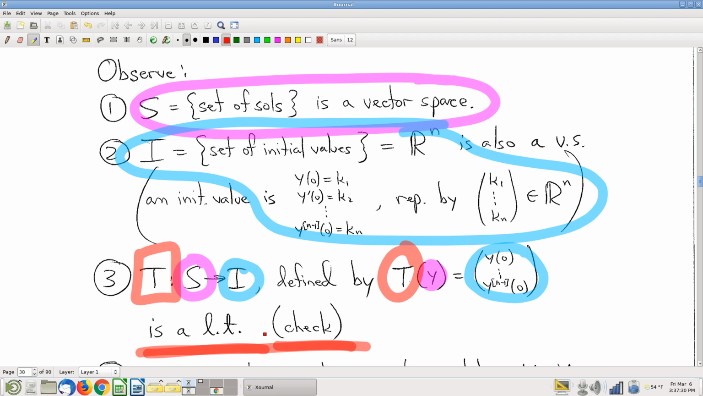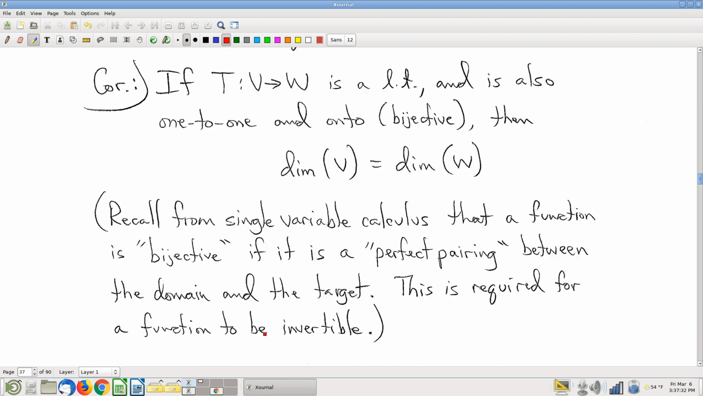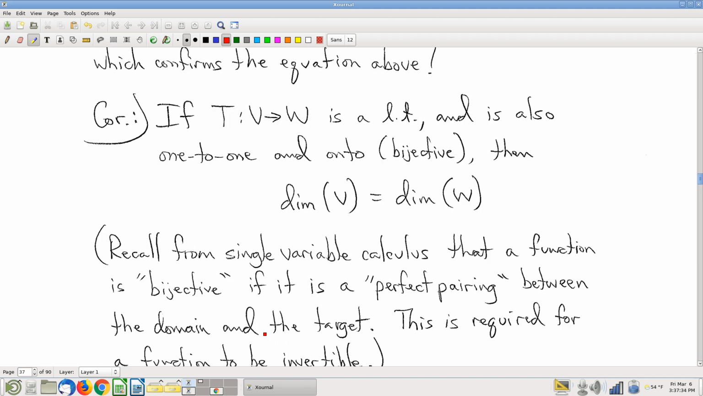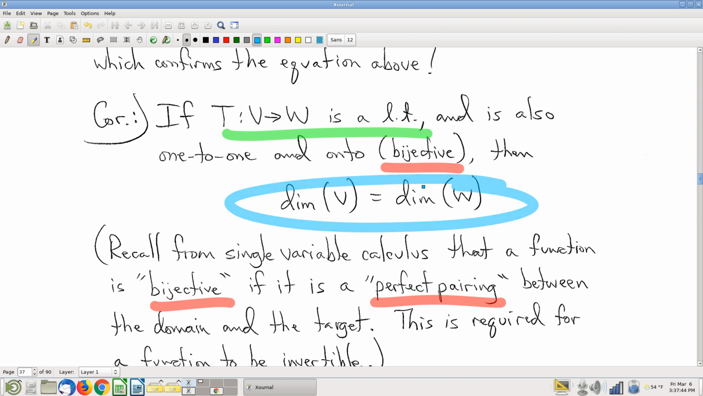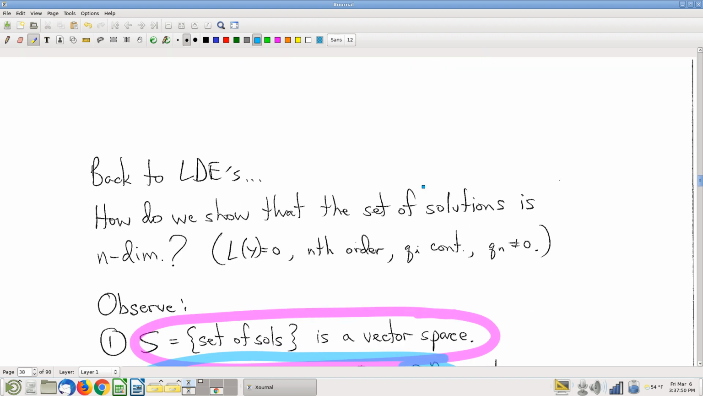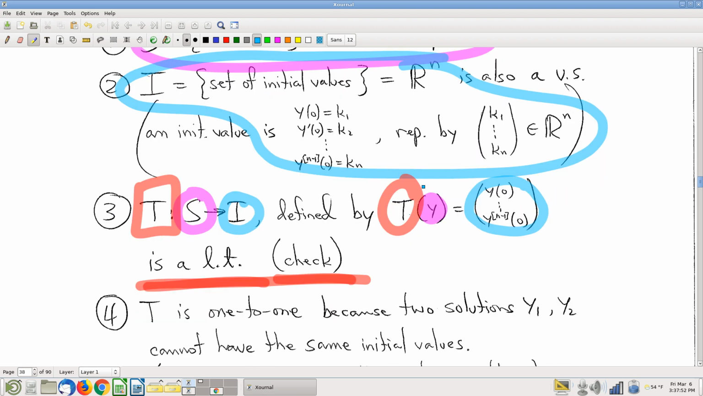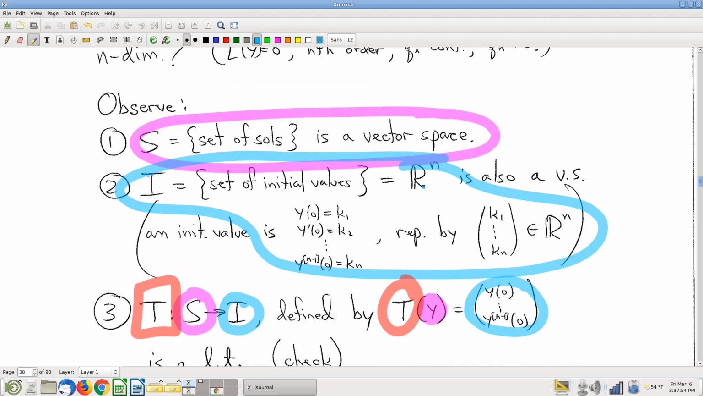So, knowing that this is one-to-one and onto, knowing that this is a bijection, we have a bijective, perfect pairing, in other words, linear transformation, and that immediately tells us the dimension of the domain is equal to the dimension of the target, and it's all over at this point. I mean, we're really pretty done. The dimension of the domain is equal to the dimension of the target.